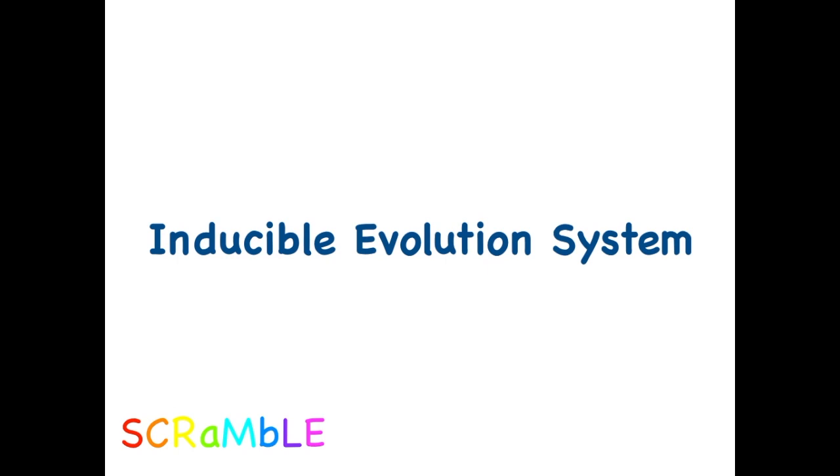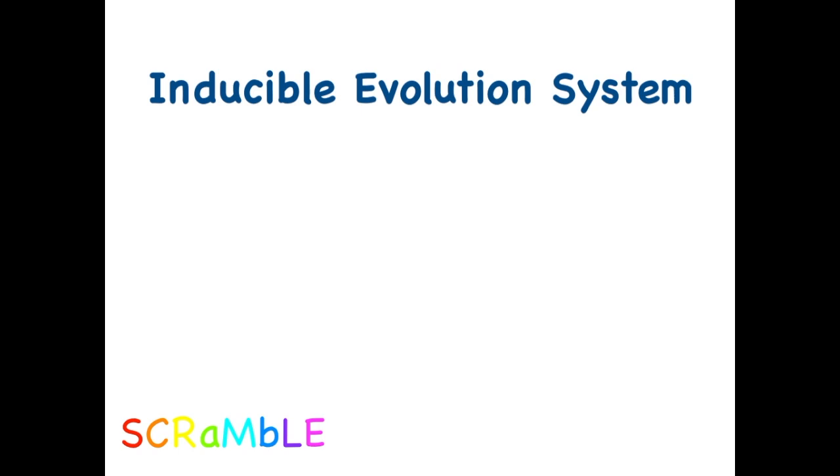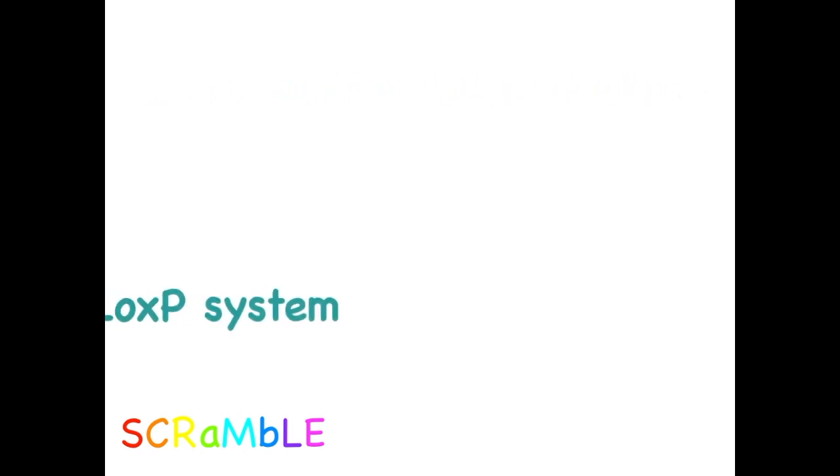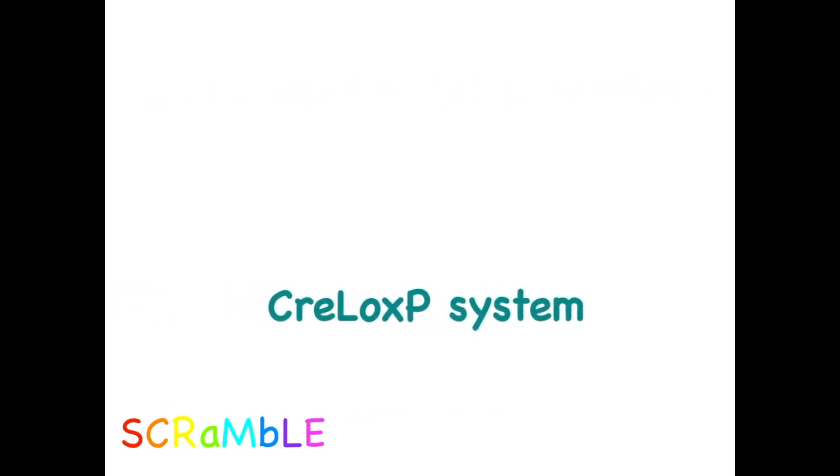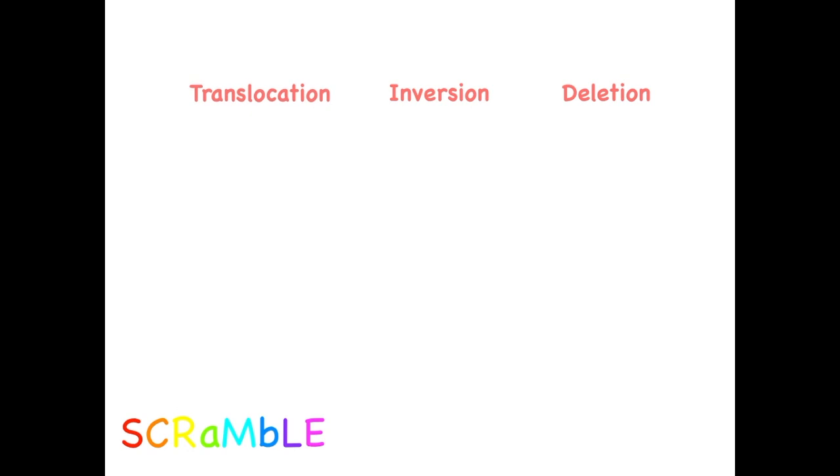So how does SCRaMbLE actually work? SCRaMbLE has been described as an inducible evolution system and is based off the Cre recombinase and LoxP system, generating large amounts of DNA through translocation, inversion, or deletion.